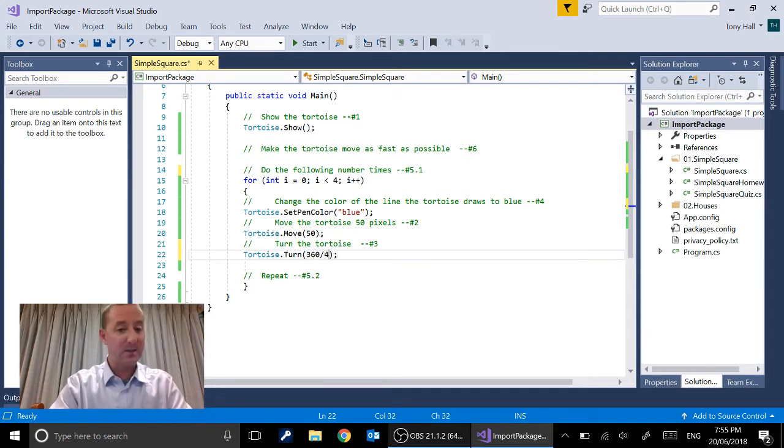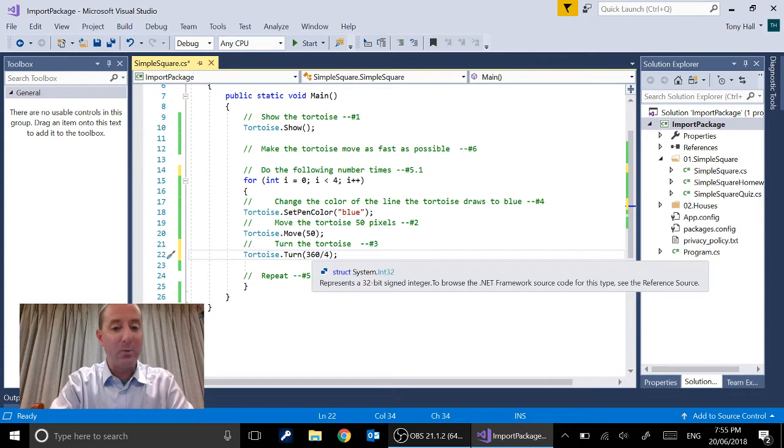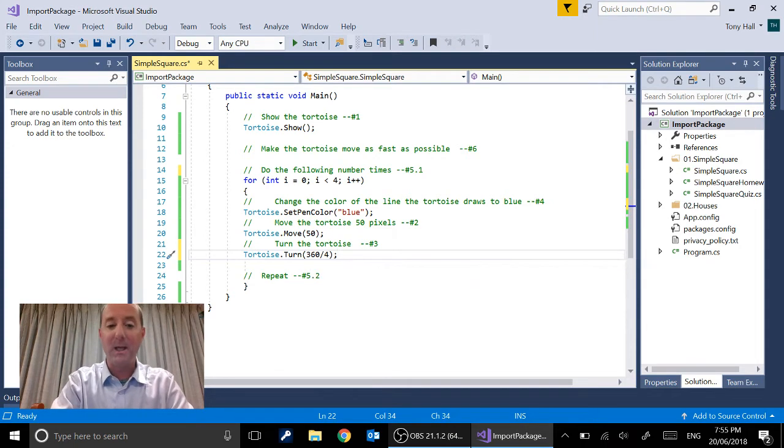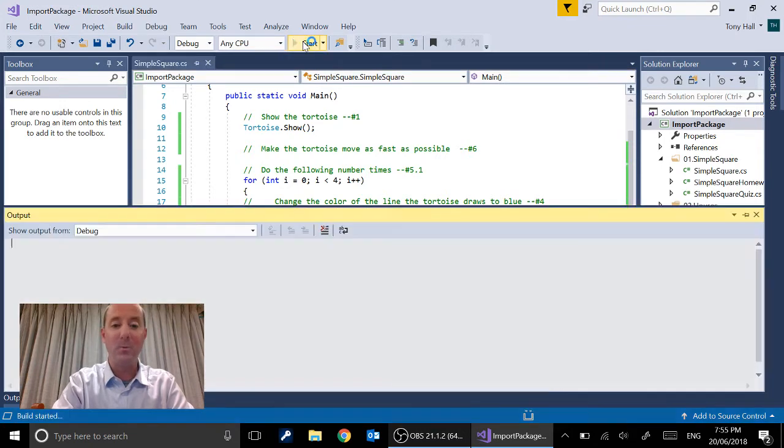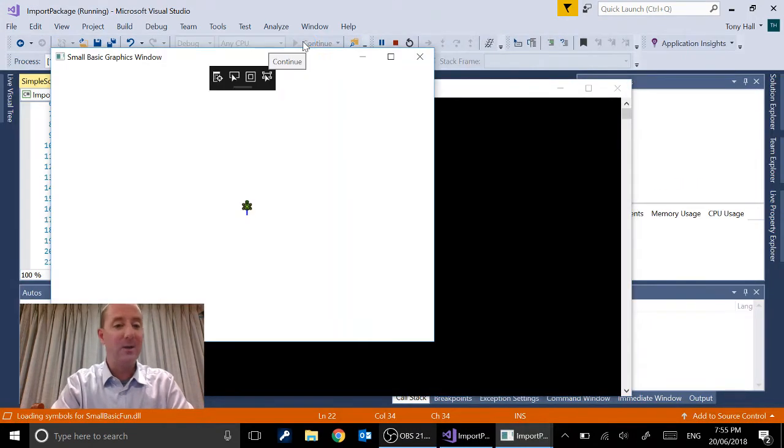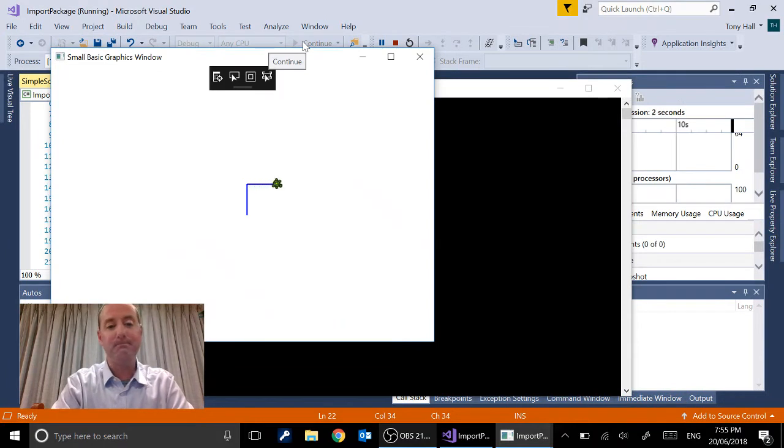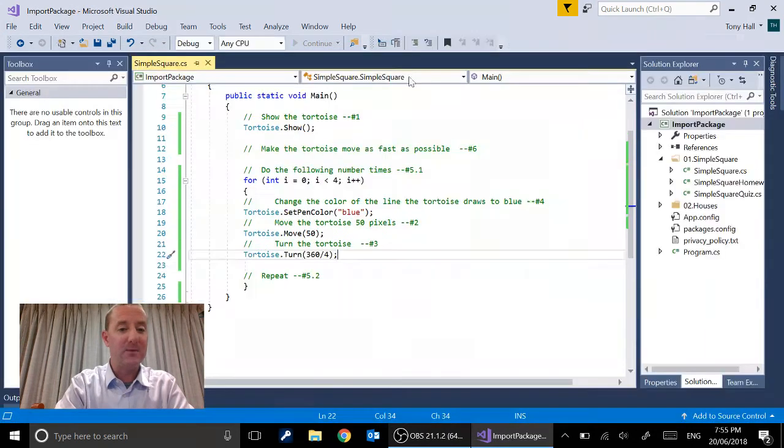So let's just test that what I say is true. And we're going to put some maths in here because computers are really good at maths. So we don't have to do the maths. The computer can do it for us. So let's just say instead of actually turning 90, let's say turn 360 divided by 4. And then we'll run our procedure and check that the code works still. Beautiful. So it worked out that 360 divided by 4 was 90 and did the maths for us.